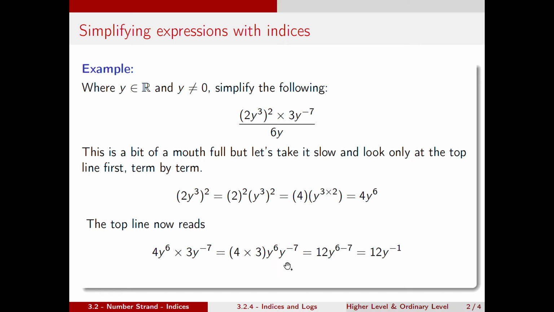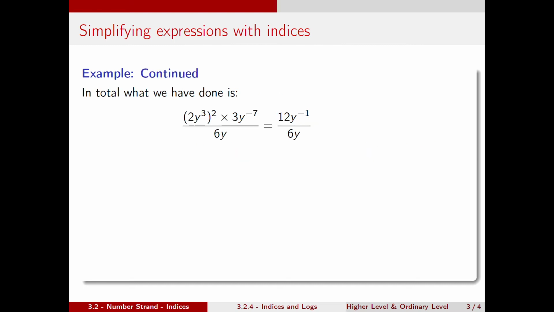When we have the same base and different powers, we can write it with the one base and add or subtract the powers accordingly. And 6 minus 7 is of course minus 1, so this leaves us with 12y to the power of minus 1. So in total what we've done so far is (2y cubed) all squared times 3y to the power of minus 7 all over 6y has been whittled down to 12y to the power of minus 1 all over 6y.